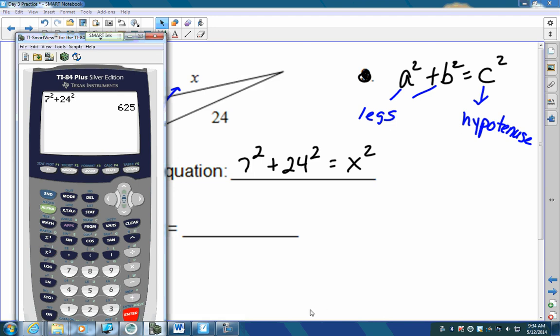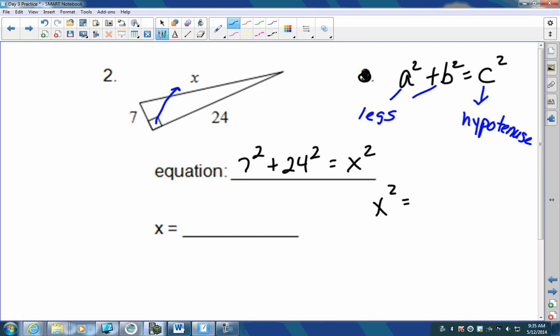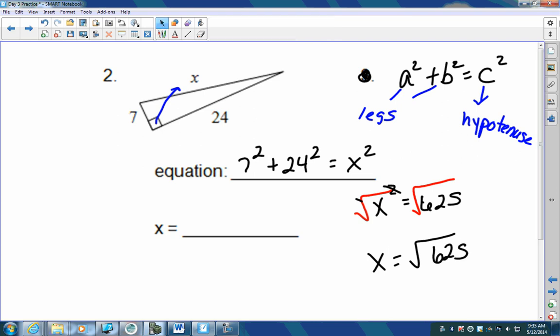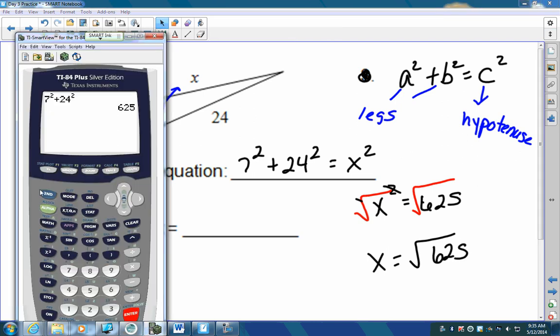That gives me 625. So I have x squared equaling 625. To find out what x is, I have to take the square root of both sides. Well, this is when I said that square root is the opposite of a squared, so they cancel each other out. That's why I'm going to have x equals the square root of 625. So if I put that in the calculator, second x squared, 625. Oops, I put 24. Try again. 625 and press enter. My answer is 25.